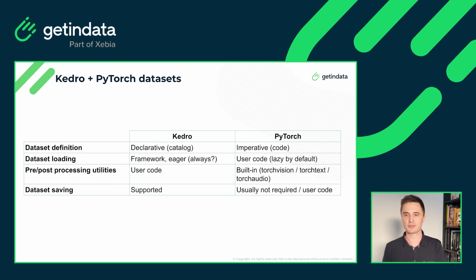While on the PyTorch side, the datasets are loaded lazily, usually in your training loop. There's a data loader that calls the dataset and it loads the data in a more lazy manner.